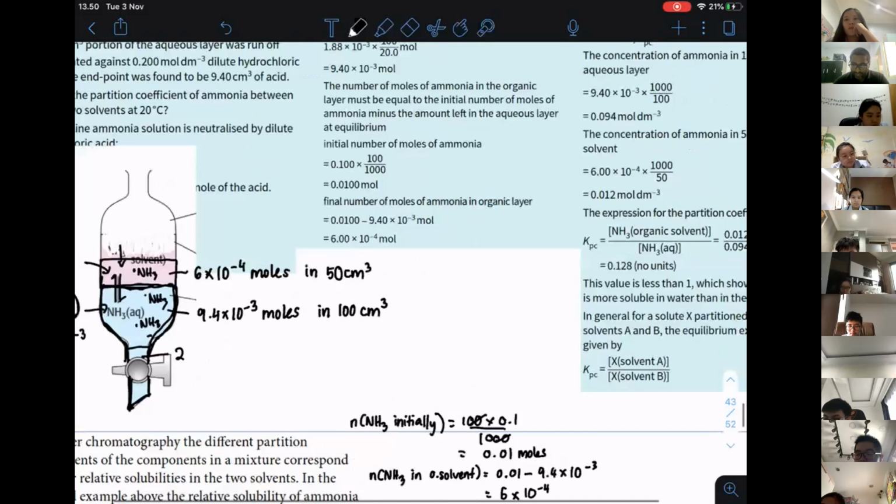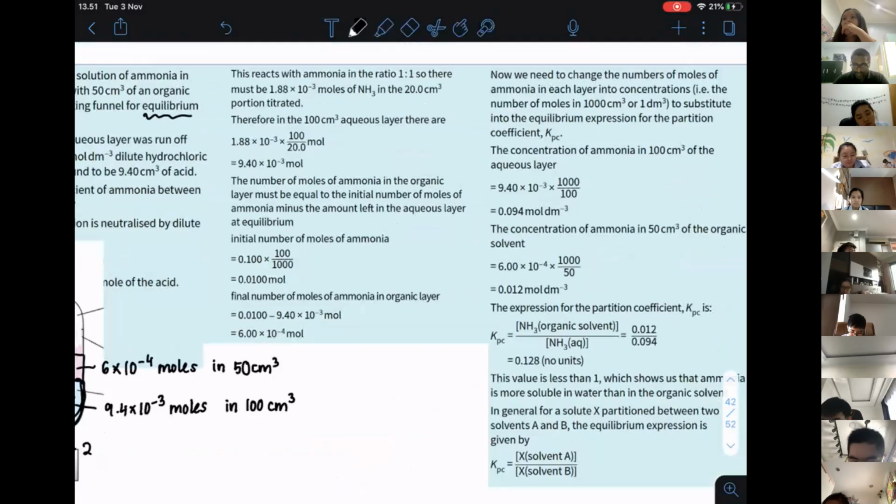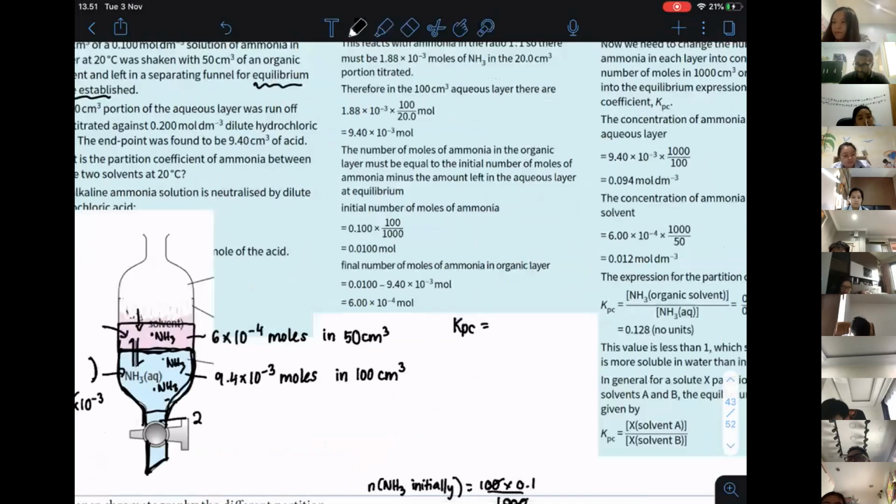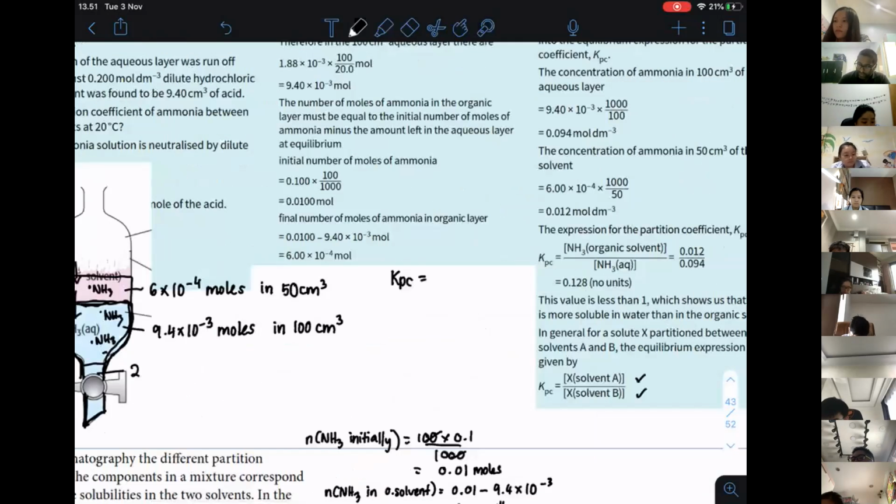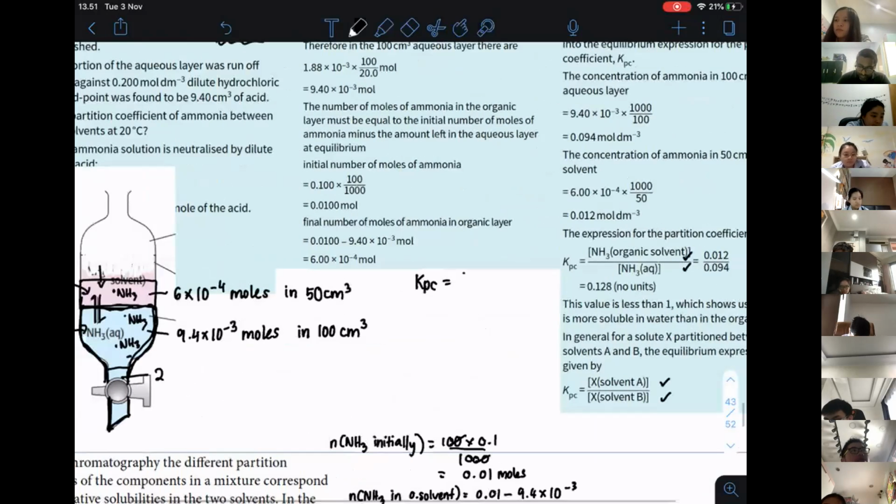The next part is they ask us to calculate the KPC. What is KPC? It depends on the way that you write it down. Let's say here you see solvent A divided by B, or they use inorganic solvent divided by aqueous. So let's follow the same. You can have it the other way also, it doesn't matter. Since they use that, let's use concentration of ammonia in organic solvent divided by concentration of ammonia in aqueous. So this is what I'm going to find.